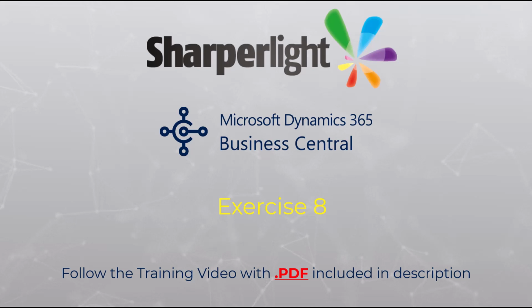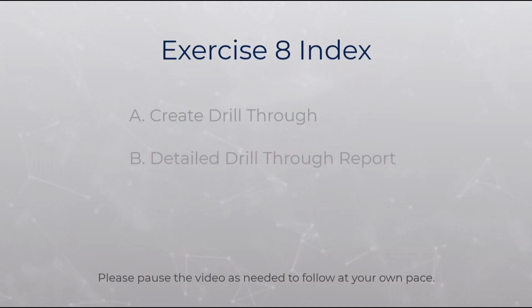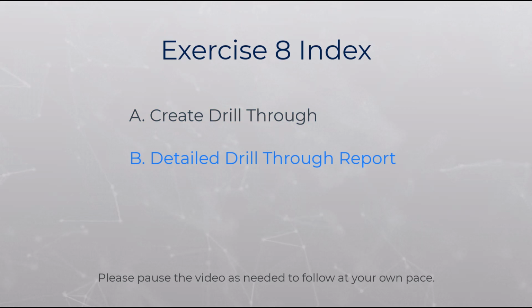This is exercise 8. Please follow the video carefully, and if needed, use the PDF listed within the description for further information. Exercise 8 has two parts, A and B. In part A, we will create a drill through, and in part B, we'll clone the drill through, then alter it to make a detailed drill through report.